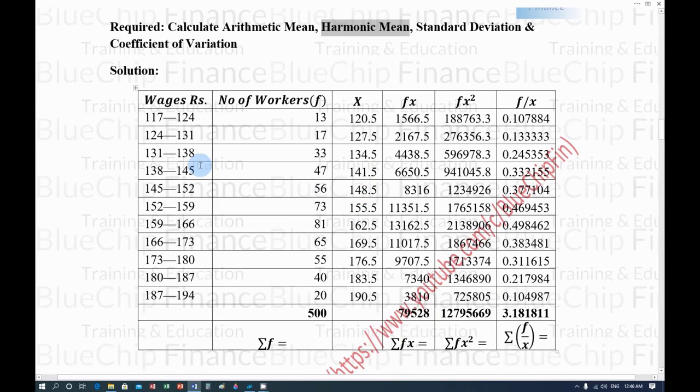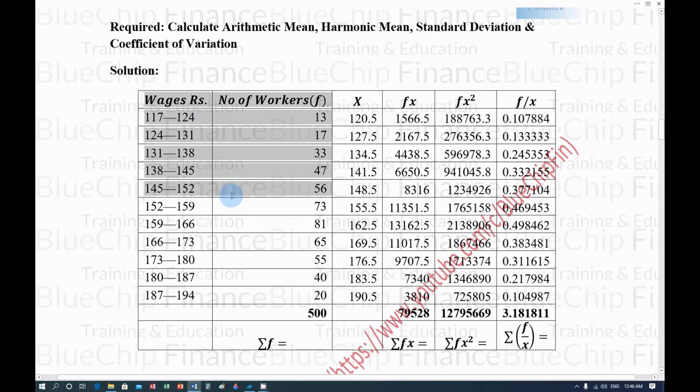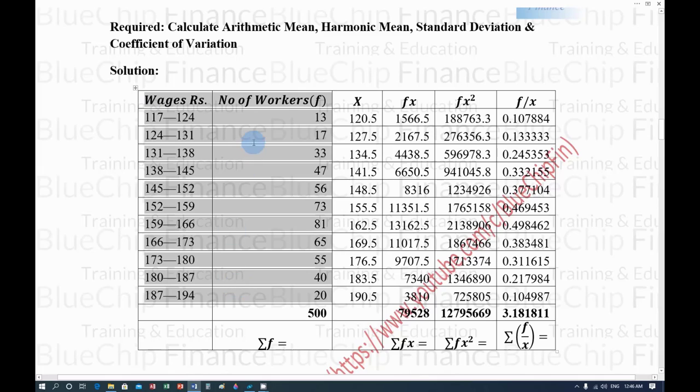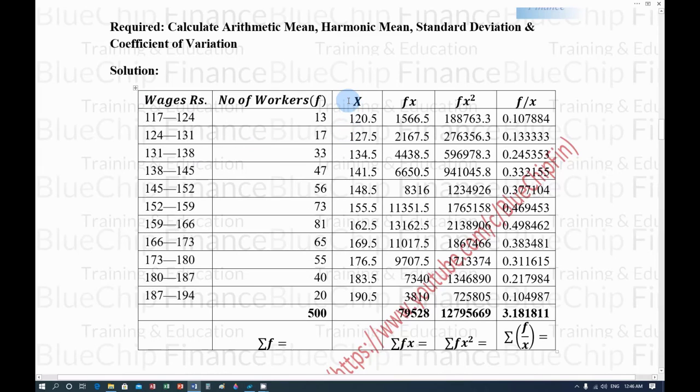So first of all, take the data of the question in these two columns, and after that your first requirement should be to calculate x, the class mark. So simply add up these two values and divide the sum by 2.